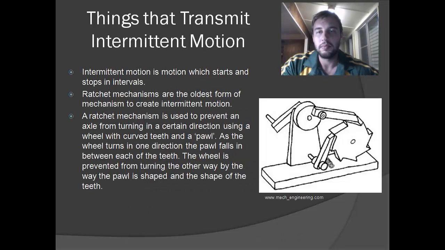Intermittent motion is a motion which starts and stops in intervals. Ratchet mechanisms are the oldest form of mechanism to create intermittent motion. A ratchet mechanism is used to prevent an axle from turning in a certain direction using a wheel with curved teeth and a pawl. As the wheel turns in one direction, the pawl falls in between each of the teeth. The wheel is prevented from turning the other way, or the opposite direction, by the way the pawl is shaped in conjunction with the shape of the teeth on the wheel.